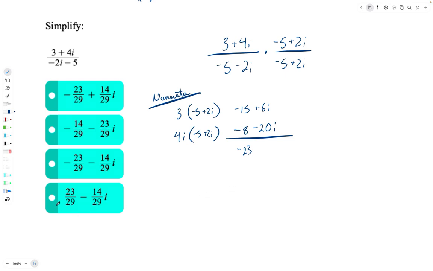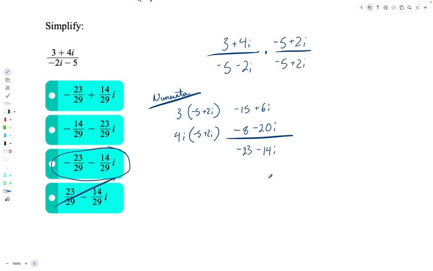So right away, we know this is not right. And this is negative, this is negative, this is negative, so we know those are right, okay? And so then I've got a positive 6, negative 20. That's going to give me a negative 14i. All right, so that is my numerator. So I don't even have to solve my denominator because my denominator is 29 in all of them. I can stop right there and see that it's -23 - 14i. So this is going to be the right answer.